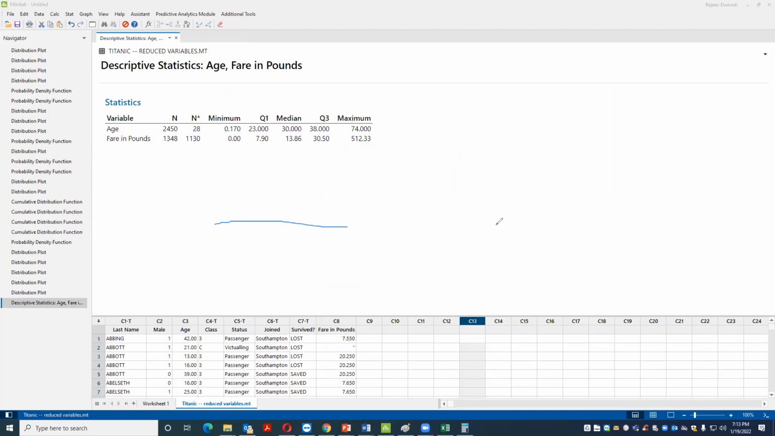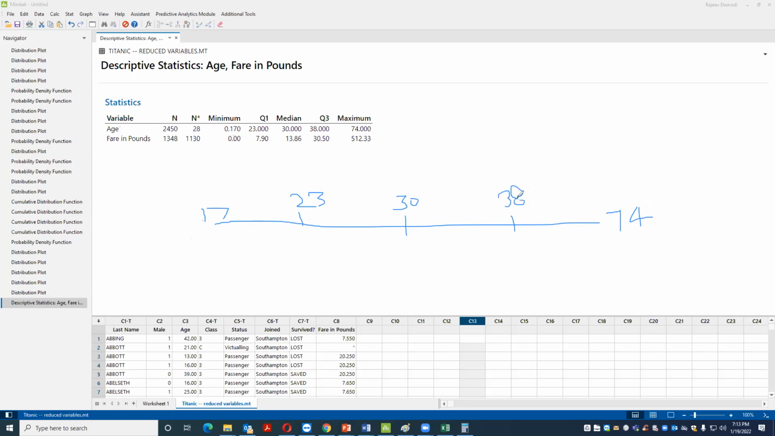So basically this is our data. This is the minimum, let's say for the age variable. The minimum is 0.17. The maximum is 74. I think I also explained this in the last session. The median is 30, which is right here. The Q1 is 23. And Q3 is 38.